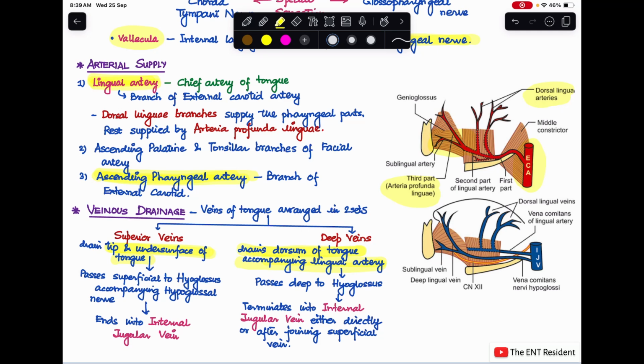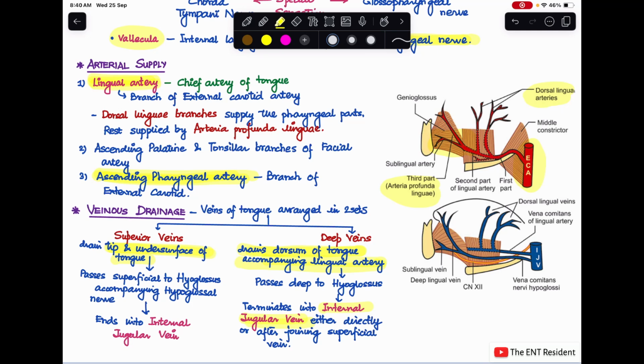First we'll talk about the superficial veins. They drain the tip and the undersurface of the tongue. Then they pass superficial to the hyoglossus, accompanying the hypoglossal nerve, and they ultimately terminate into the internal jugular vein. Whereas the deep veins drain the dorsum of the tongue, accompanying the lingual artery, and they pass deep to the hyoglossus, and they also terminate into the internal jugular vein, either directly or after joining the superficial vein.